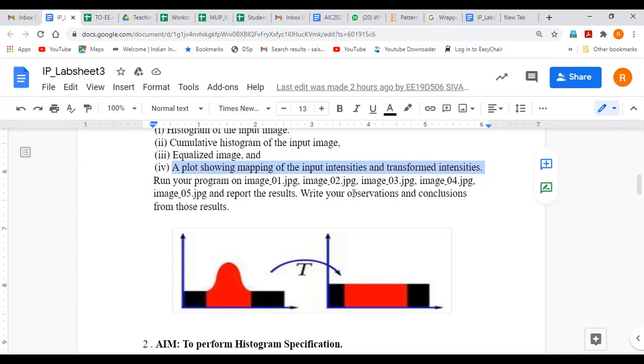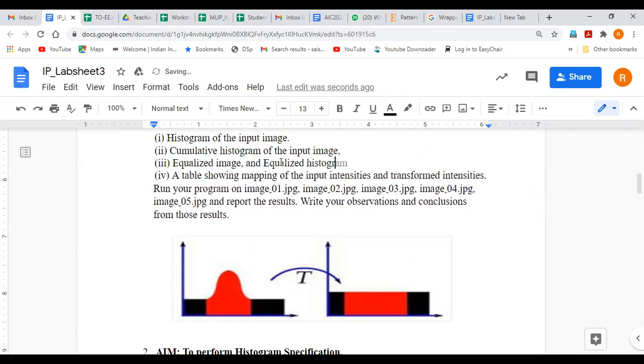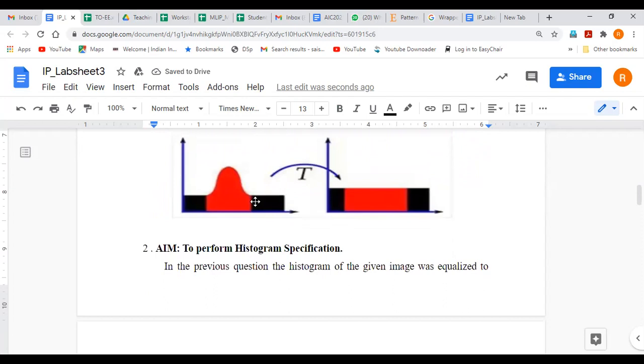Okay. So this plot, instead of a plot you can write a table showing the mapping between the input intensities and the transformed intensities. Then you can also show the equalized histogram. You will see that the equalized histogram is more or less uniform. Since we had only 8 gray levels, you are not able to see its effect that greatly, but in general you will see its effect very well.